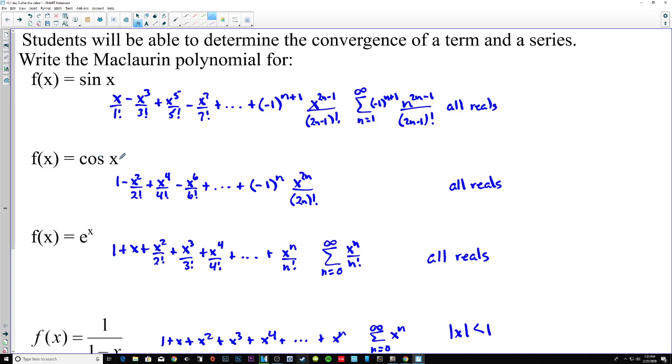The next one, cosine, is an even function, so we have the even powers starting with 0. This also alternates, so we have negative 1 to the n for the general term, or the nth term, and then x to the 2n over 2n factorial. This also converges for all reals.